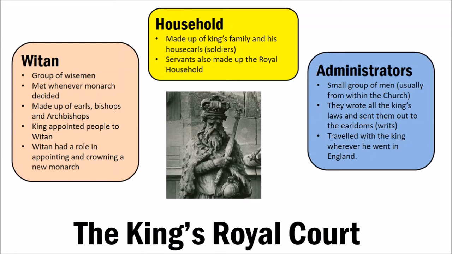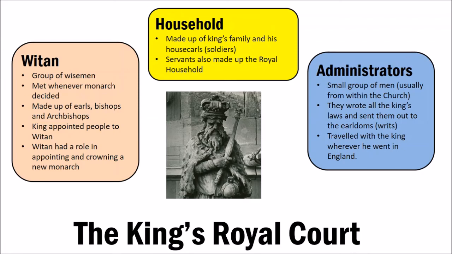But by far the most important role of the Witan was in choosing and crowning a new monarch, and that is going to become very important when we study the succession crisis in 1066. So it was up to the Witan. Whenever a king died, the Witan would choose the next king, and it wasn't always as simple as the king's son. But we, of course, will look at that a little bit later on.